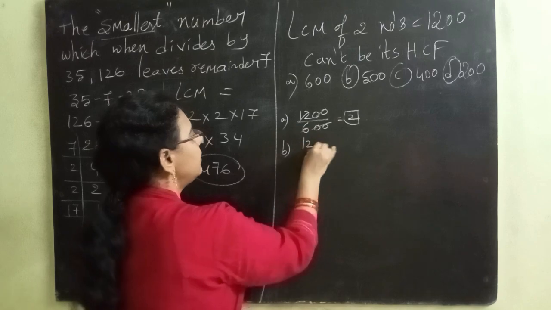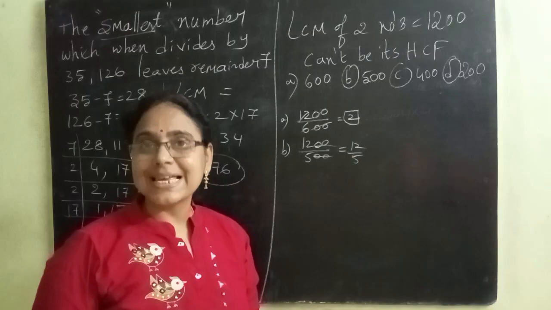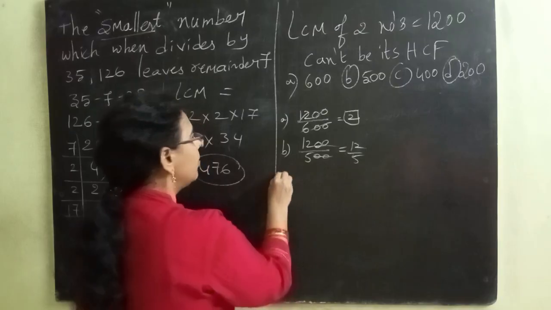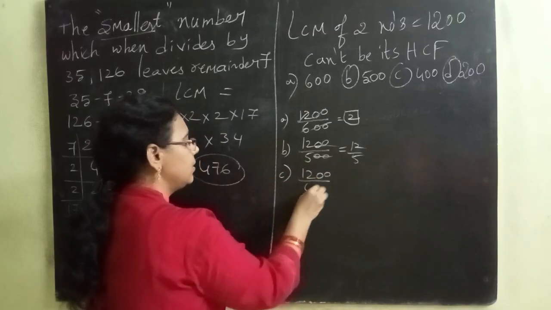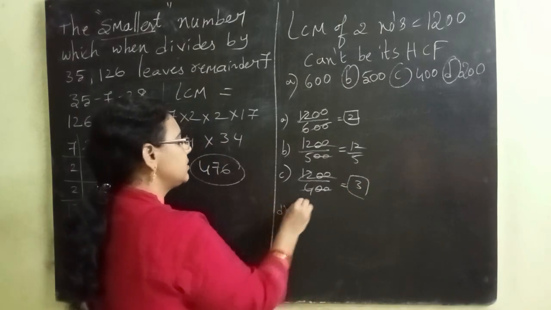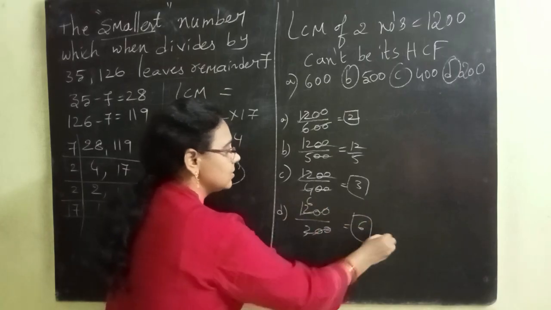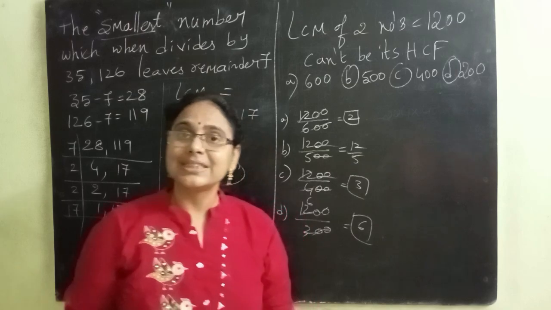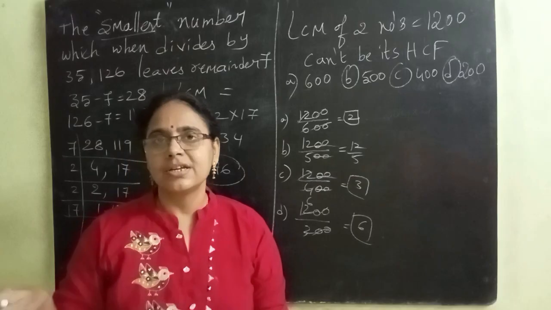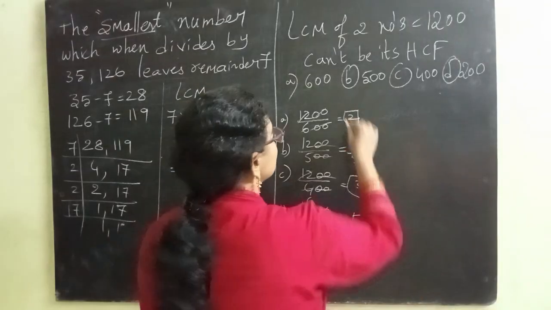Next, 1200 by 500. No, 12 by 5. It's not exactly divisible. That means it has no chance to be HCF. Option C, 400: 1200 by 400, zeros are cancelled, 3, exactly divisible. And the last one, 1200 by 200, zeros are cancelled, 6, also exactly divisible. So 500 is not at all having the chance to be HCF. Why? Because it is not a factor of 1200. So option B.